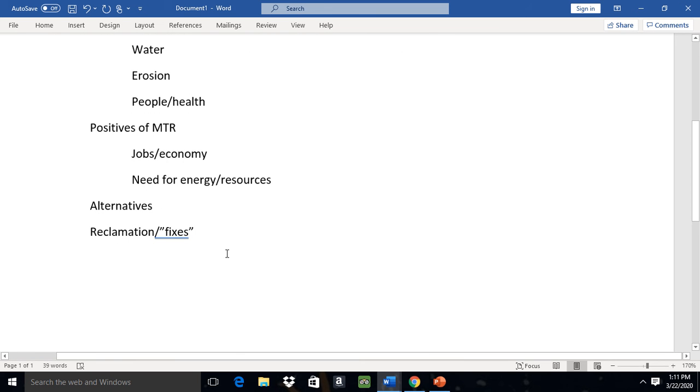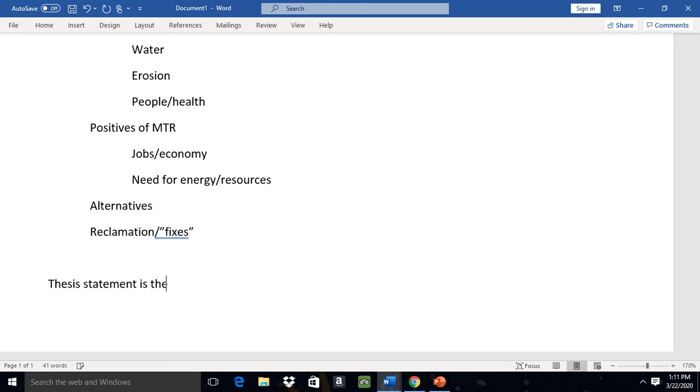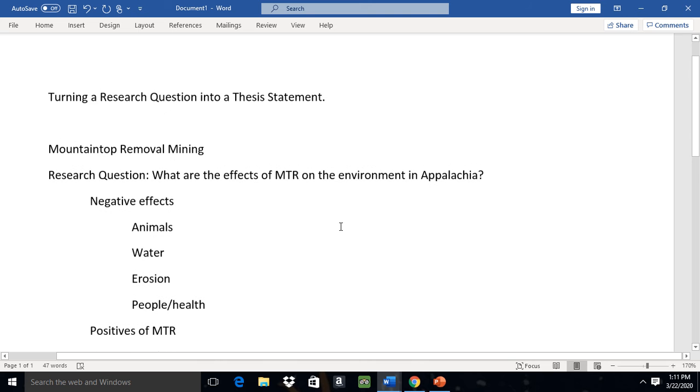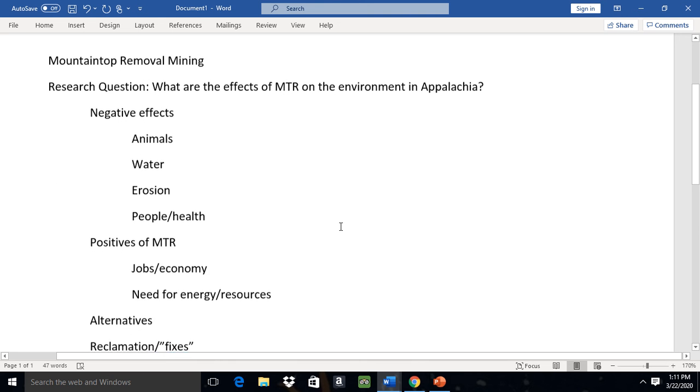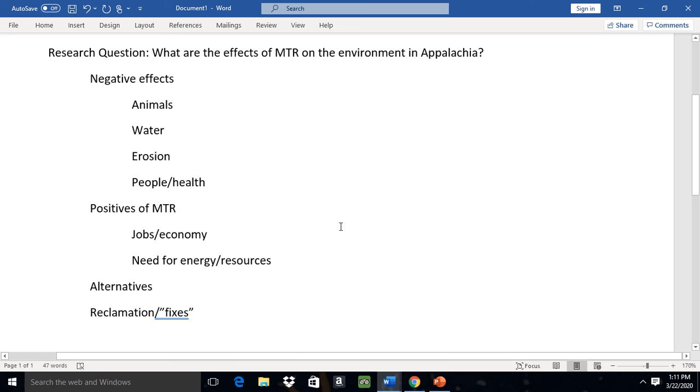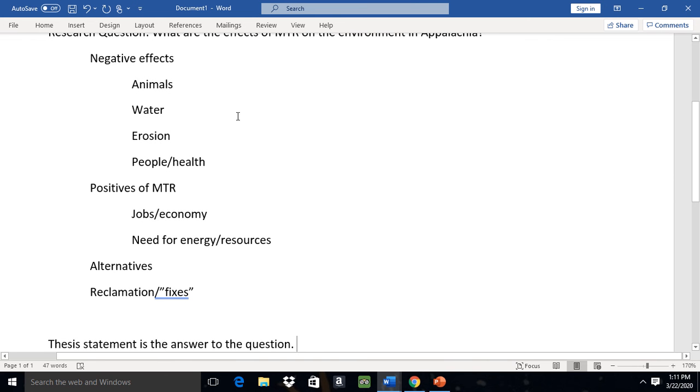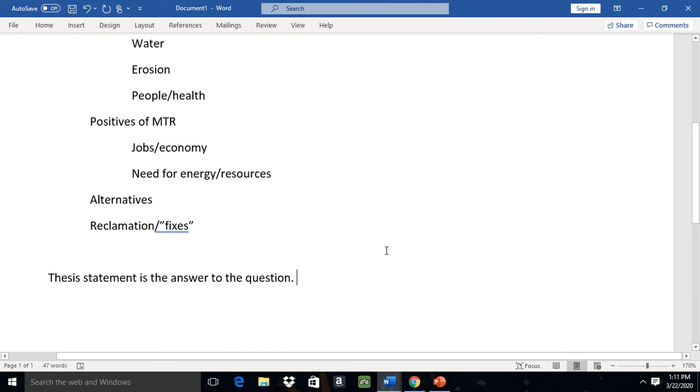So my thesis statement is going to essentially be an answer to the question, to the research question. So if my research question was, what are the effects of mountaintop removal mining on the environment? I can say, the effects of mountaintop removal on the environment are detrimental to animals, to people, and to the water. So my thesis statement could look something like this.